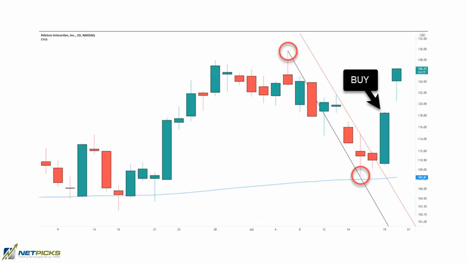So let's think about a buy setup. The red circles are the high and low of the swing. That line is then cloned or copied, and we put it on the outside of the candlesticks. The green candle is the buy candle.